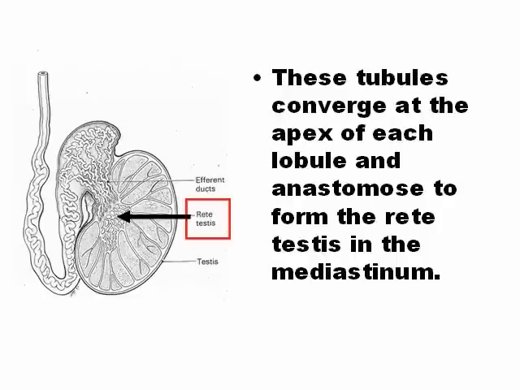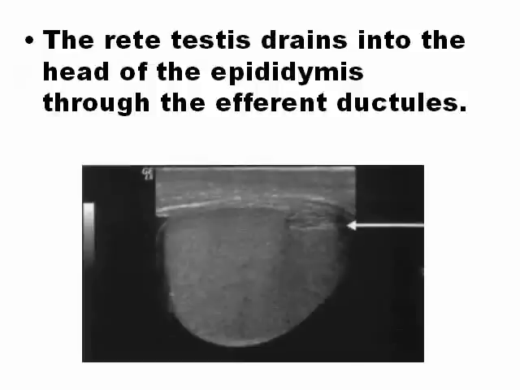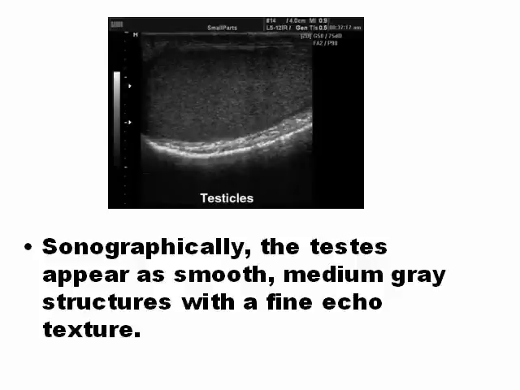These tubules converge in one part called the rete testis in the mediastinum of the testis. The rete testis goes to the epididymis through the efferent ductules, other tubules that are the continuation. Sonographically, the testes are gray with an echotexture similar to other organs, ovaries, spleen, liver.